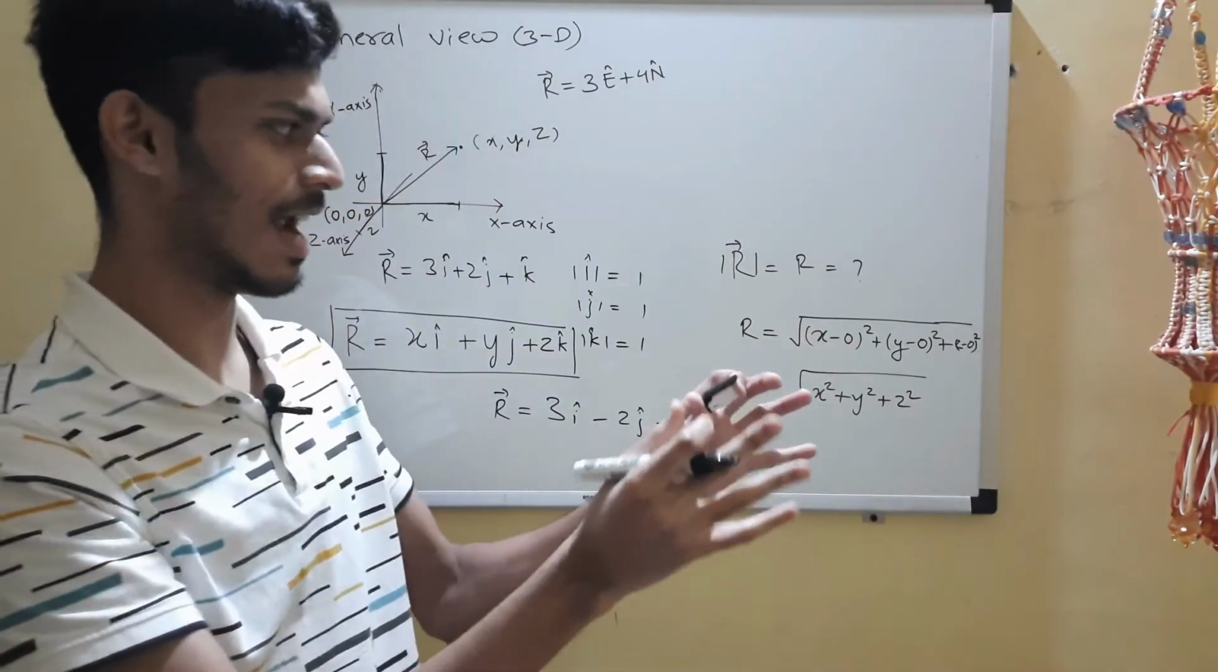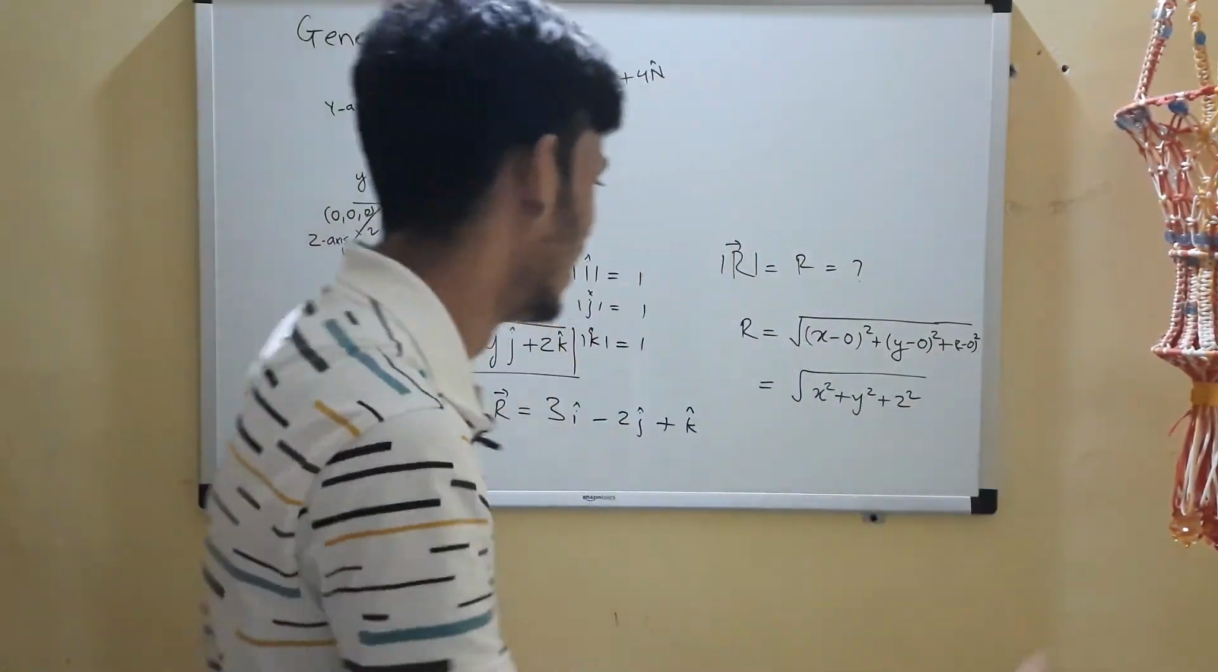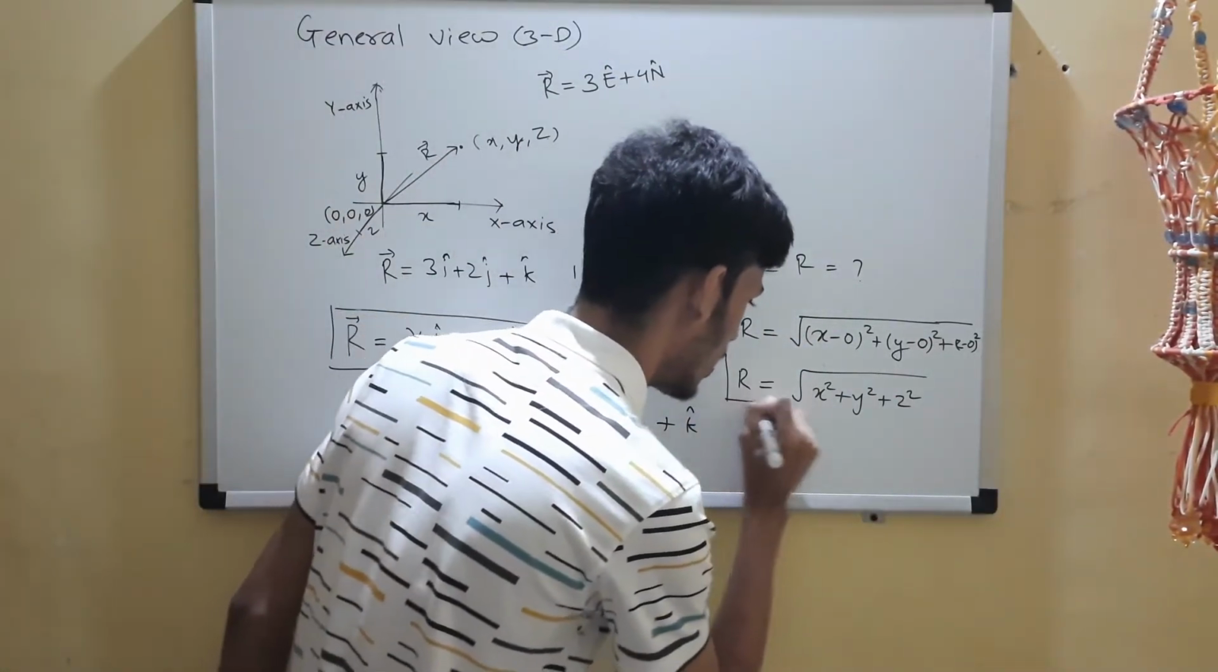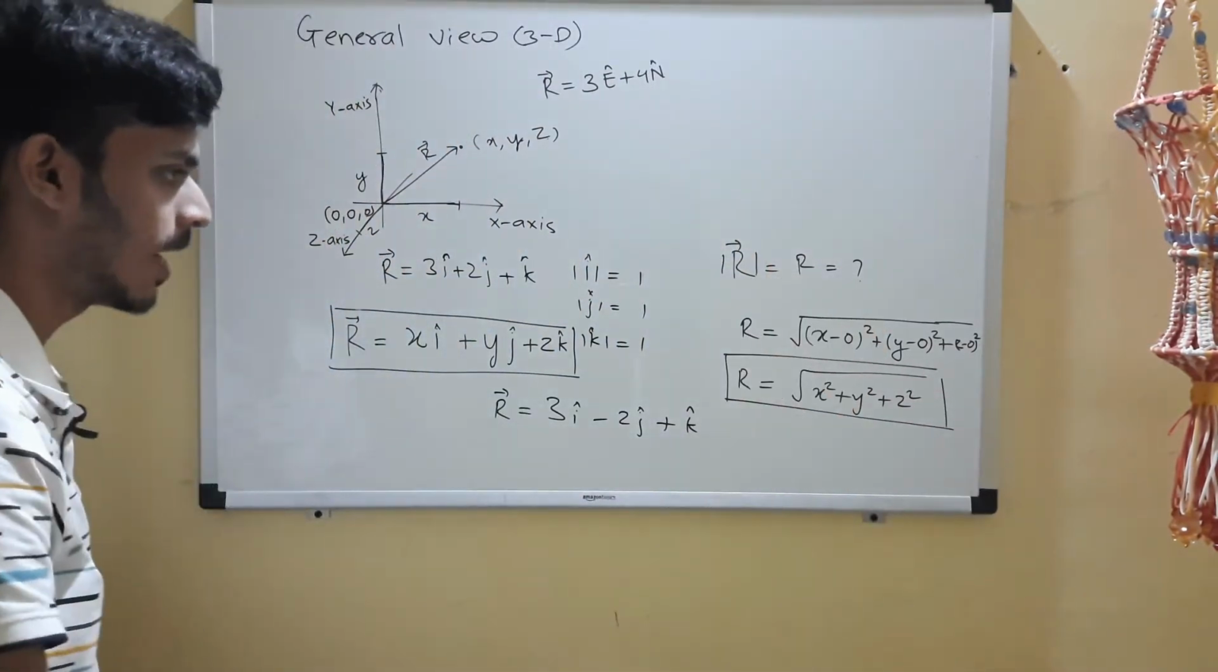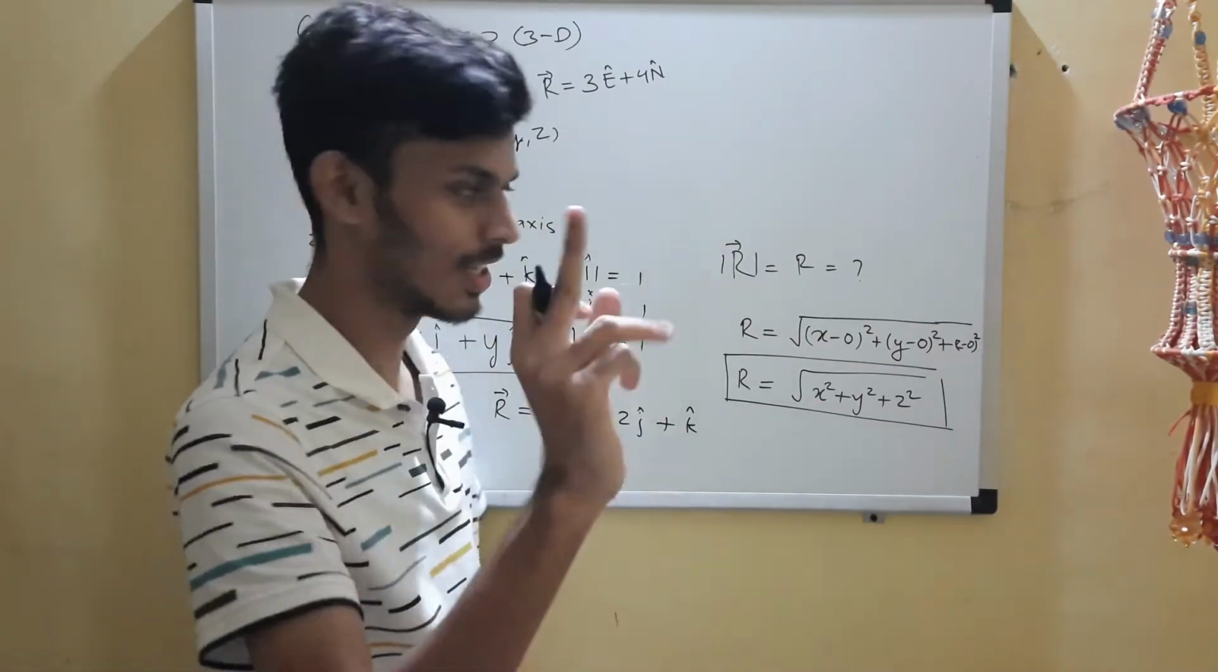So you have to just add the squares of the coordinates. Simple job. So this is how you get the magnitude. There is another way to derive this, I'll come to that. So what is the magnitude of this vector now?